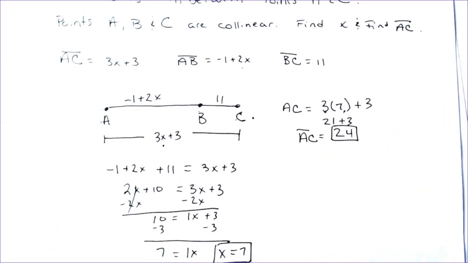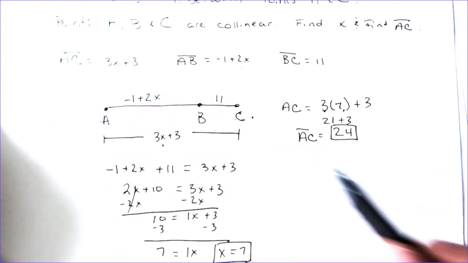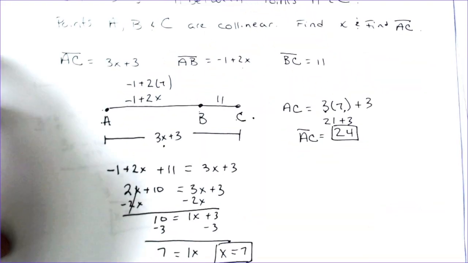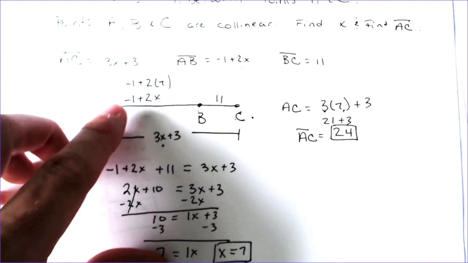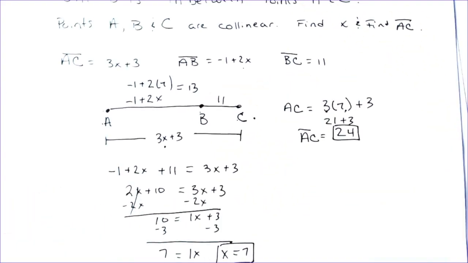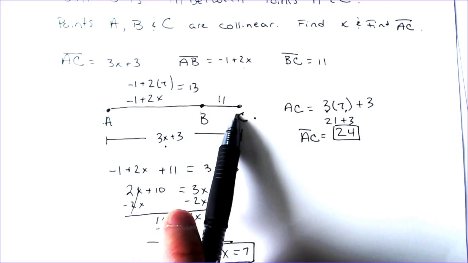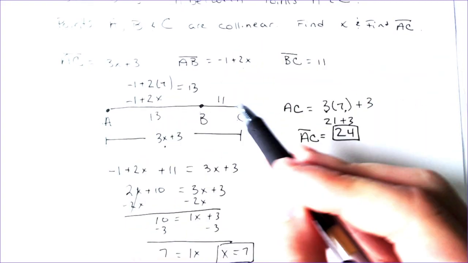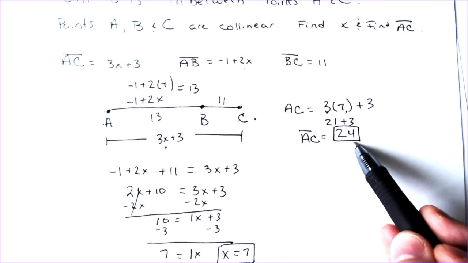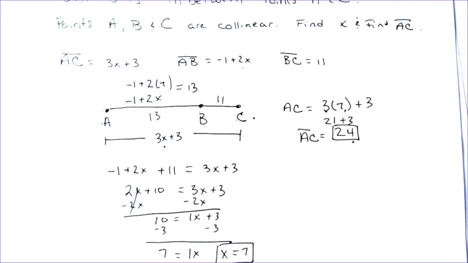Now that's not the only way you could do it. You could have also plugged in the 7 for AB, and if we did that, we would have negative 1 plus 2 times 7. And when we get that answer, we end up with negative 1 plus 14, which is 13. Well, what happens when we add 13 for A to B and 11 for B to C? Well, 13 and 11 combine and you get the same 24. So either way you do it, you're still going to be able to get the right answer.